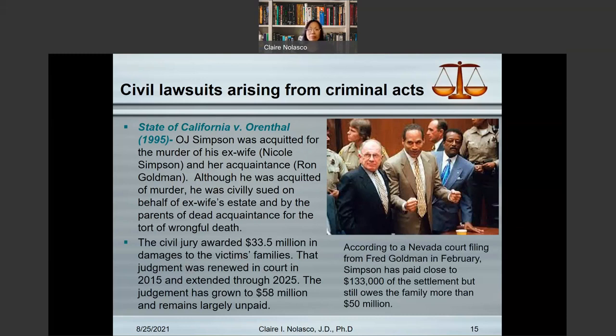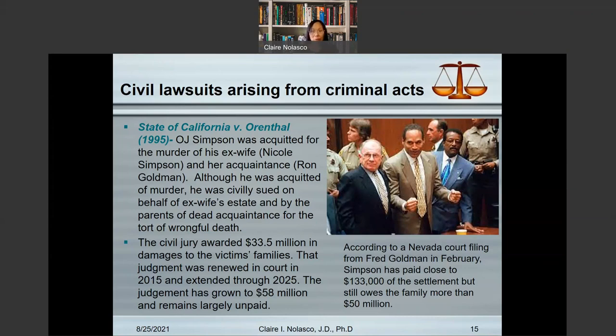So let's look at some examples of civil lawsuits arising from criminal acts. I don't know if you're familiar with this, but in 1994, O.J. Simpson was accused, okay, of murdering his ex-wife, Nicole Simpson, and her acquaintance, Ron Goldman. This was in the case of State of California versus Orenthal. The jury acquitted him, okay, but he was civilly sued by the estate of his ex-wife and the parents of the deceased friend for the tort of wrongful death.